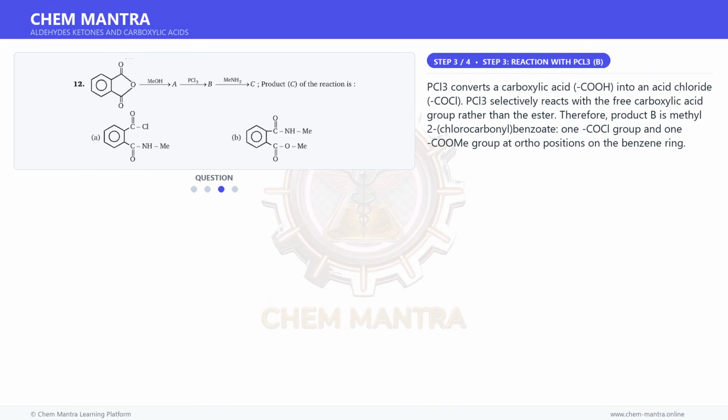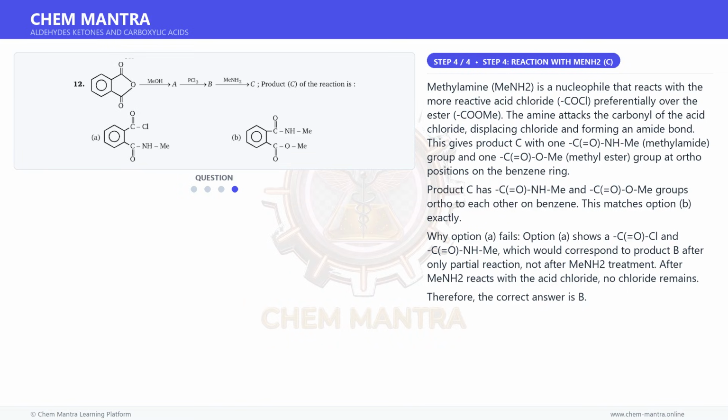Moving on to the next step. PCl3 converts a carboxylic acid, COOH, into an acid chloride, COCl. PCl3 selectively reacts with the free carboxylic acid group rather than the ester. Therefore, product B is methyl 2-chlorocarbonyl benzoate, one COCl group and one COOMe group at ortho positions on the benzene ring.